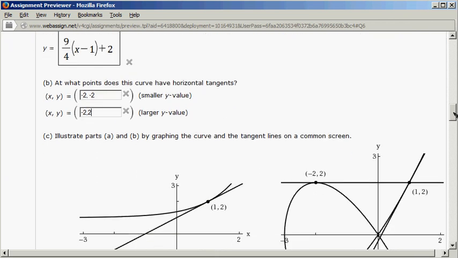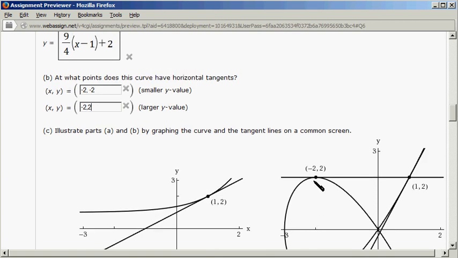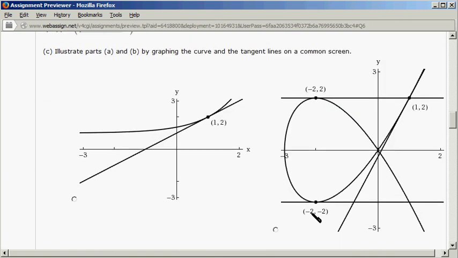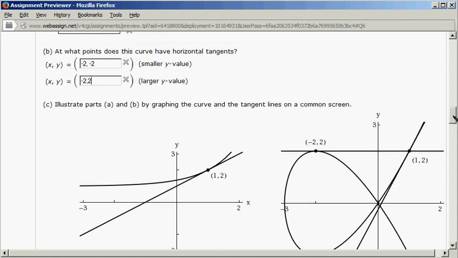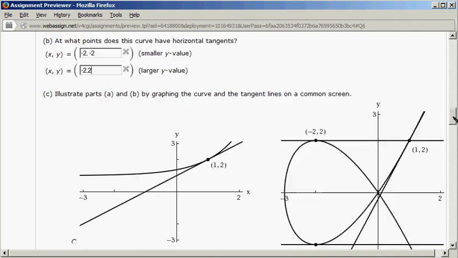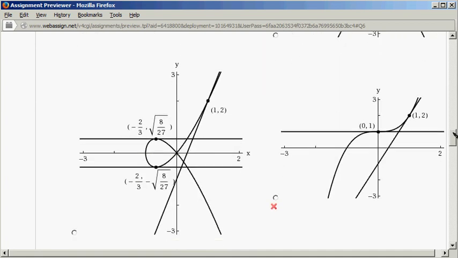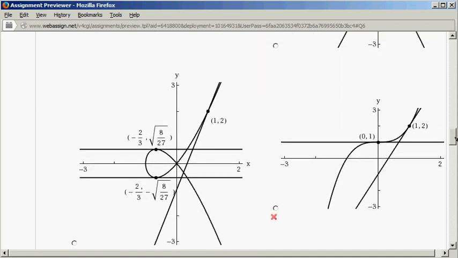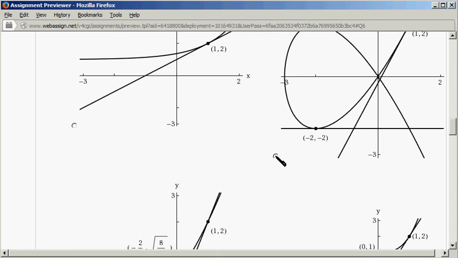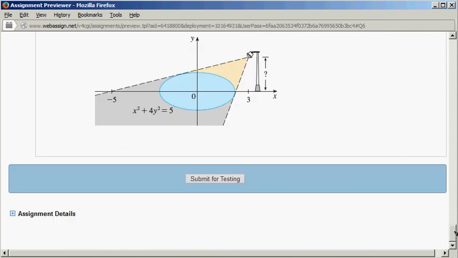All right, so let's see. You can see that negative 2 comma positive 2 and negative 2 comma negative 2 have a horizontal tangent line there. And the tangent line at (1, 2) has a slope of 9/4. So this is promising. Not this one. Is there anything else? Not this one and not that one. So it looks like this is the graph that we're looking for. All right, so let's submit for testing.